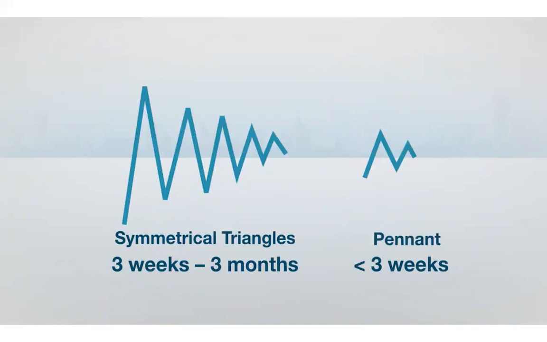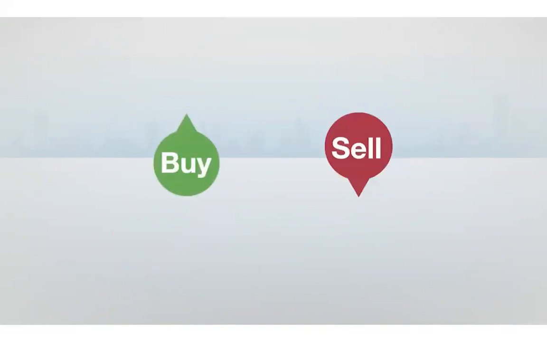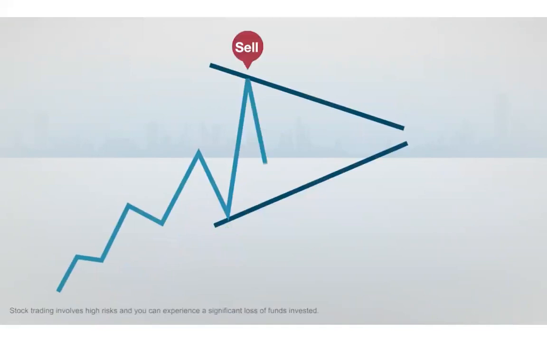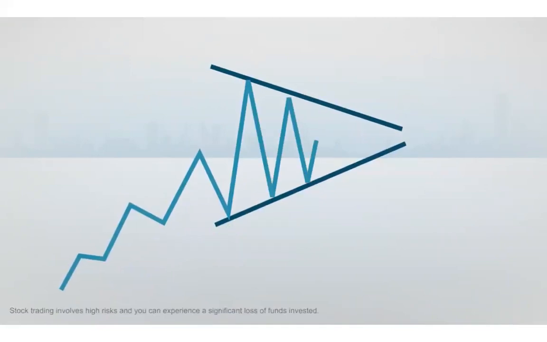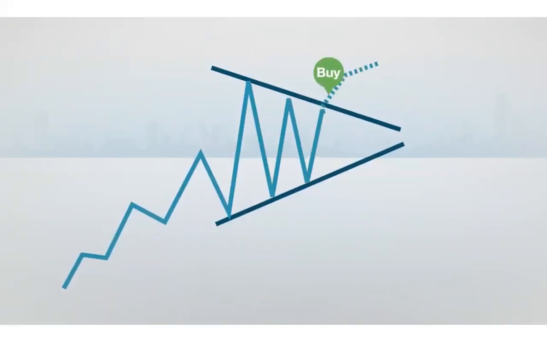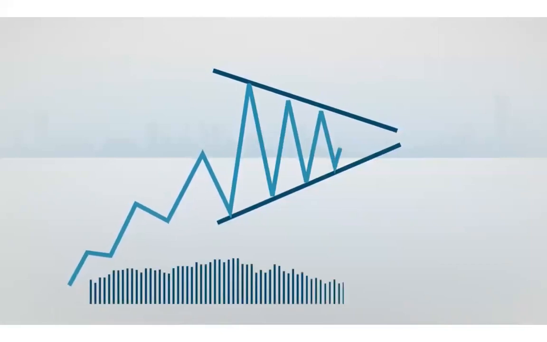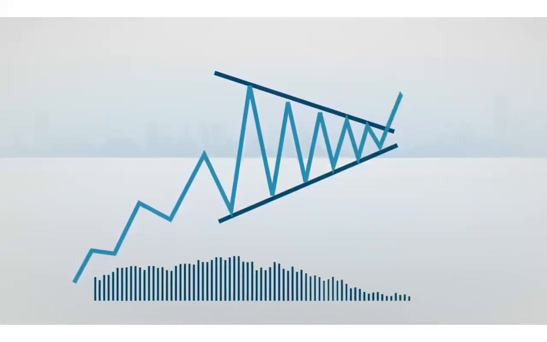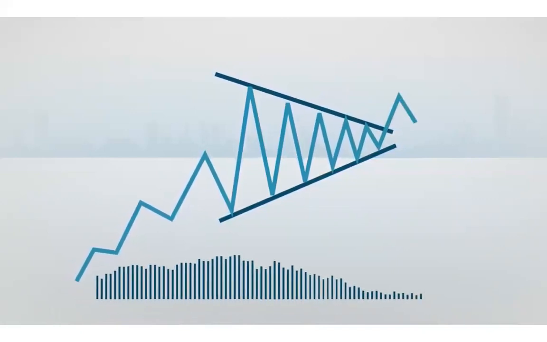Now that you know how to identify a symmetrical triangle, let's discuss how they can be used to identify potential buy and sell signals. While some traders are confident trading within support and resistance levels, other traders wait until a breakout is identified to buy the stock. One way to identify a breakout is volume. While the triangle is forming, volume will slowly diminish. Without increased volume, it could be a false breakout.